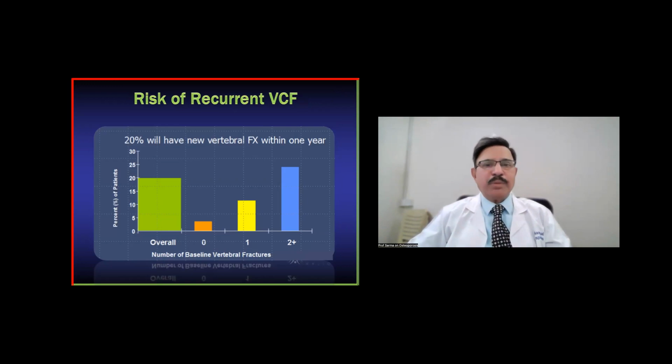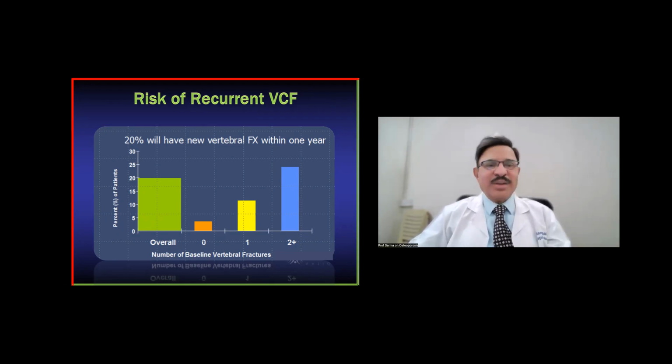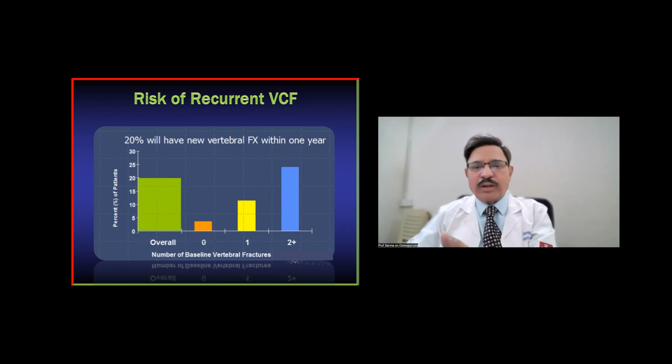And thyroid you keep in. Okay. Risk of recurrent vertebral compression fracture. 20% will have a new vertebral fracture in 1 year. If you had a vertebral fracture this year, 20% of them will have another fracture. See the story overall, the percent of patients: 0 fracture, 1 fracture, 2 fractures. Naturally the risk goes on doubling there.